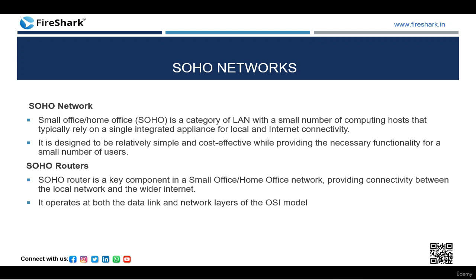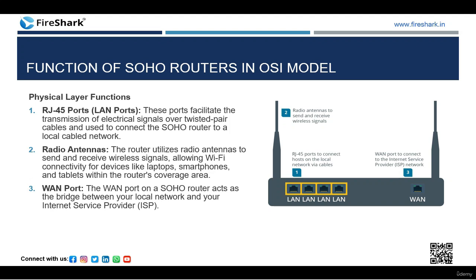So now let's understand their functionality on different OSI model layers. The first one is the physical layer function. There are three main components: RJ45 ports, which are also called LAN ports, radio antennas, and WAN ports. In LAN ports you connect your local devices through a cable. Radio antennas work for Wi-Fi connections. Suppose you have devices like laptops, smartphones, and tablets, and you need to connect them through Wi-Fi. You can connect these through the radio antennas.